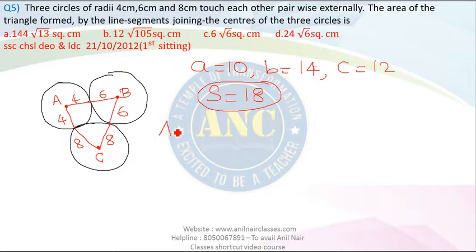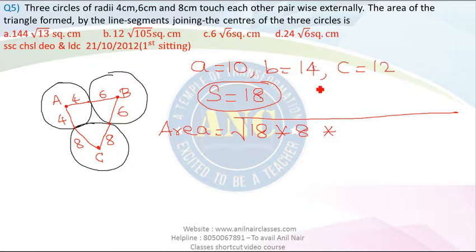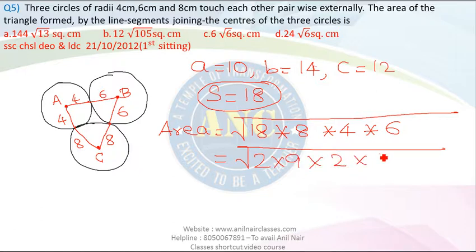Substitute. So, area of triangle ABC by Heron's formula is square root of s, which is 18, into s minus a, 18 minus 10 is 8, into s minus b, 18 minus 14 is 4, into s minus c, 18 minus 12 is 6. If I simplify further, 18 is nothing but 2 times 9. 8 is nothing but 2 times 4. Let me keep this 4 as it is. 6 is nothing but 2 times 3. Take the square root of perfect squares, sir.